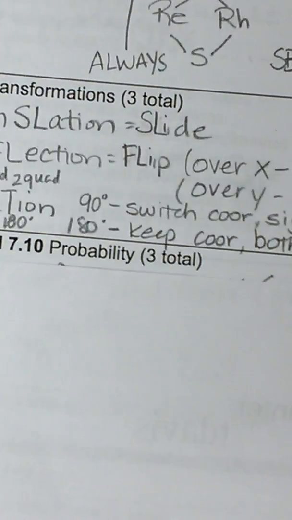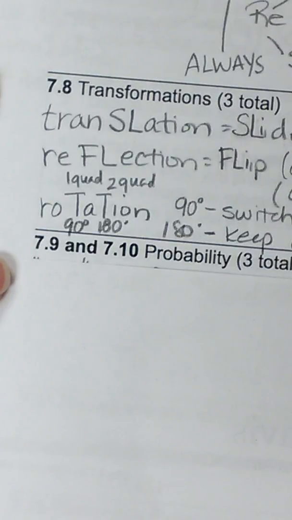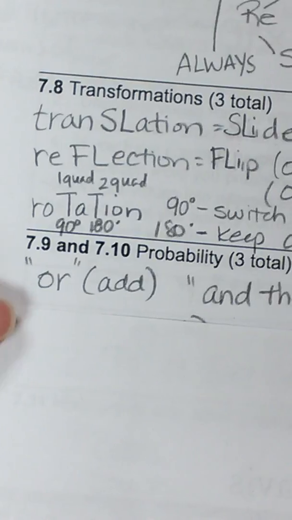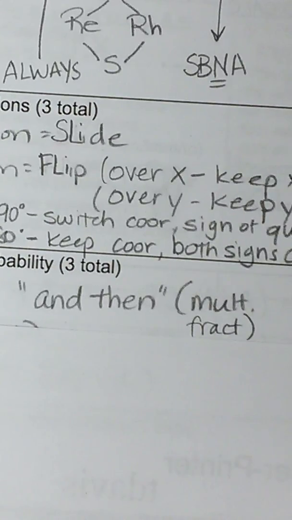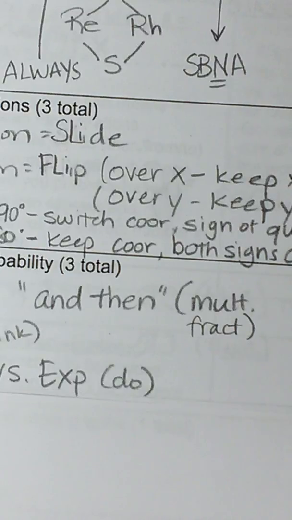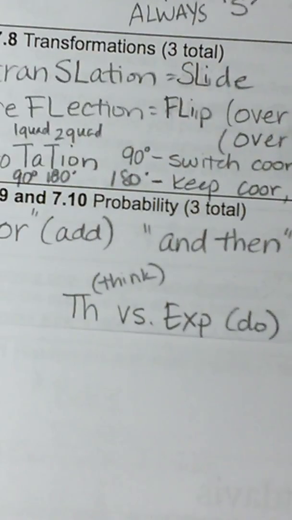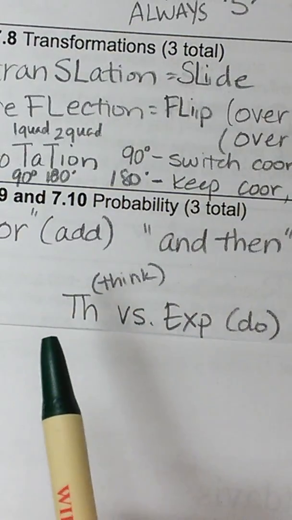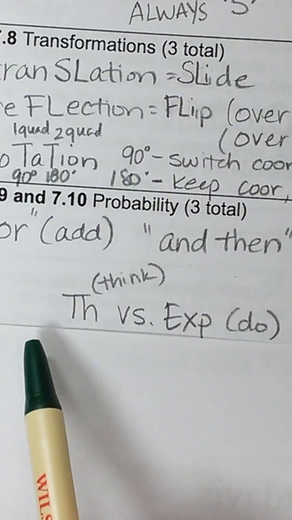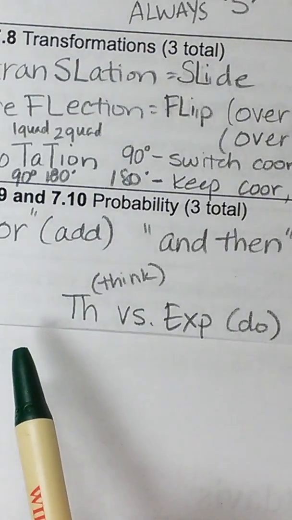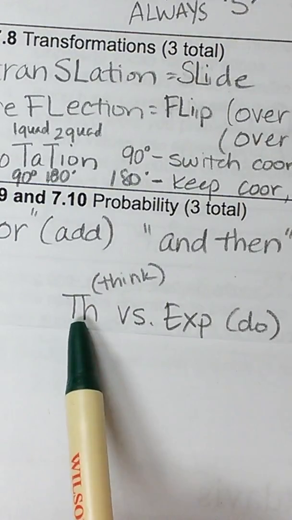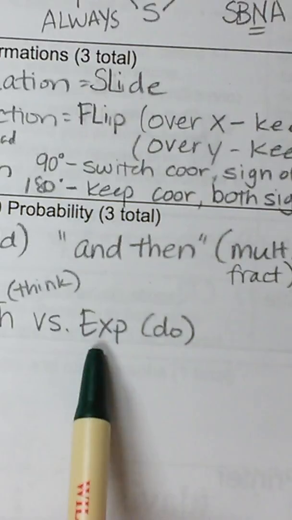The next one, 7.9 and 7.10, that's probability. Remember that "or" means to add, and "and then" means to multiply the different fractions. Remember theoretical versus experimental? Theoretical is what I think would happen based on how many outcomes are possible and how many ways to get that. Like the probability of getting heads is 1 out of 2, no matter how many times you flip that coin, theoretically. Experimental means you did it.